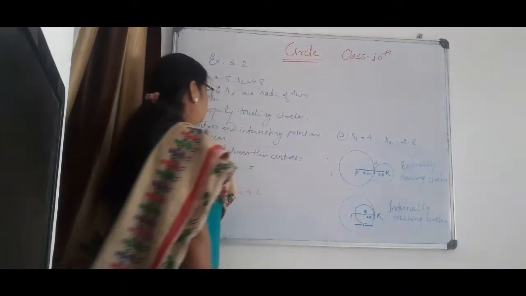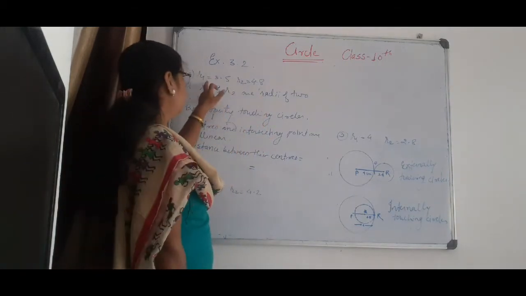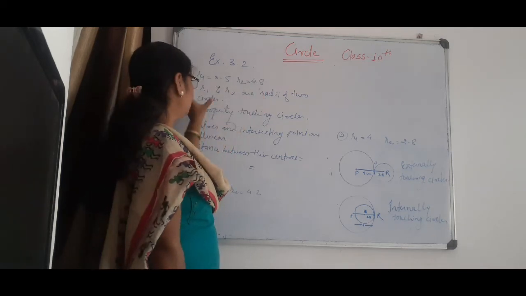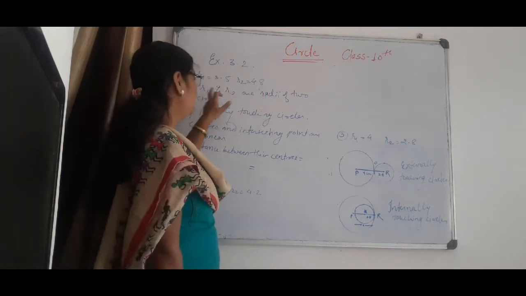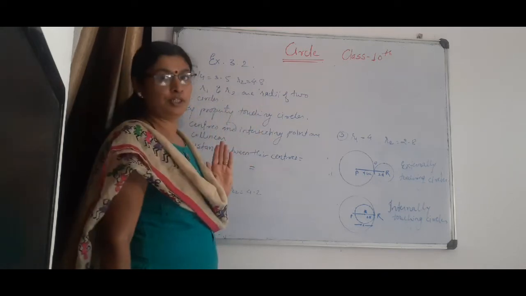What is the first problem? Two circles are touching internally. The radii of both the circles are given. The first circle has radius 3.5, and the radius of the second circle is 4.8. Now see here, first you have to start with the radius. Let R1 and R2 be the radii of the two circles. Now you have to use the property of touching circles.